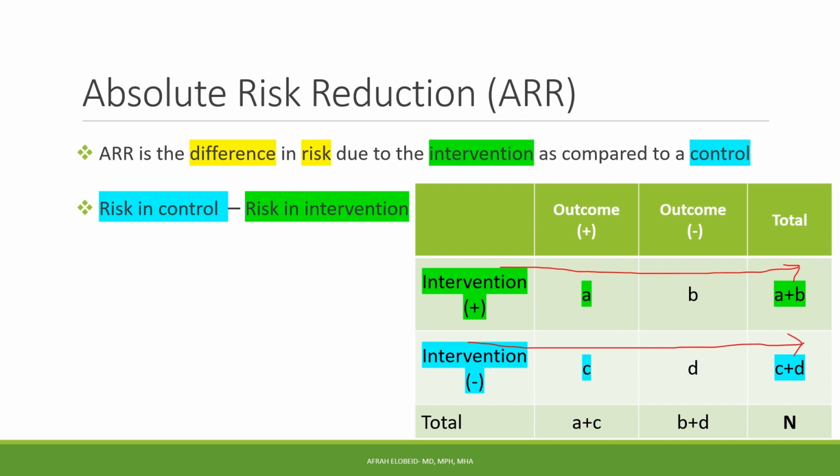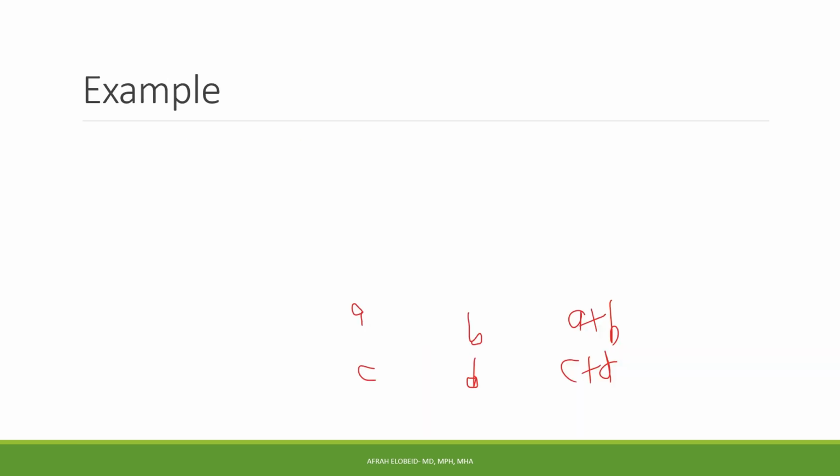I have a color code here to help you follow what I'm saying. The control group or non-intervention group is highlighted in blue, and the intervention group is highlighted in green. So the equation would be the absolute risk reduction equals C over C plus D minus A over A plus B. That means we calculate the risk in the control group, and we subtract from it the risk in the intervention group.